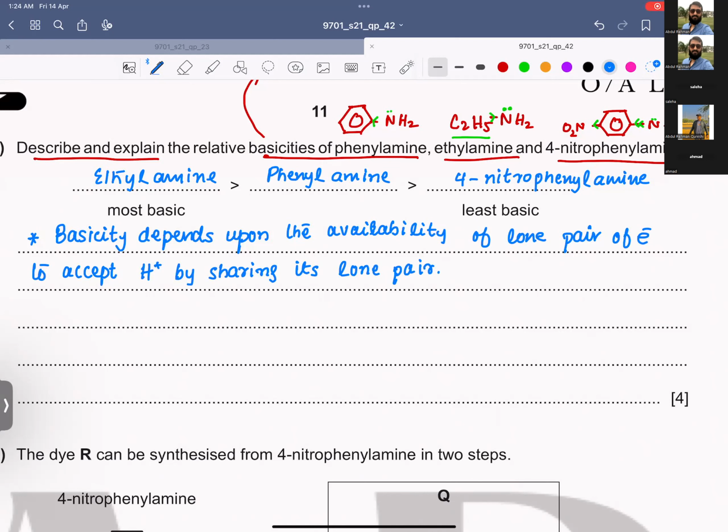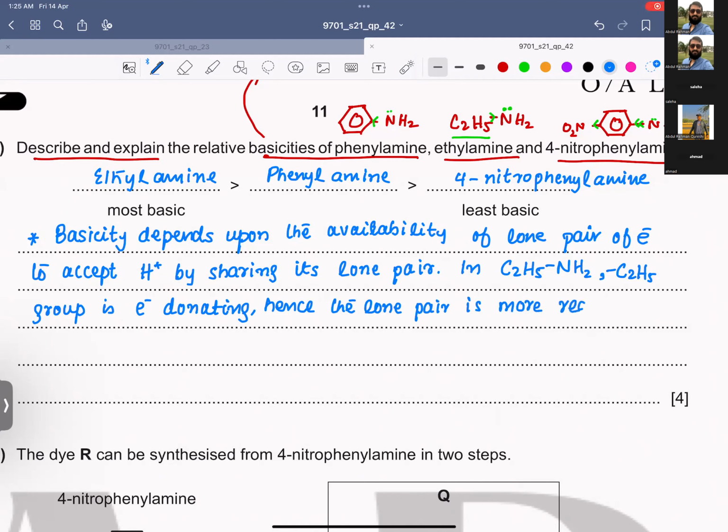Now, in ethylamine, the ethyl group is electron donating, hence the lone pair is more readily available on the nitrogen atom.